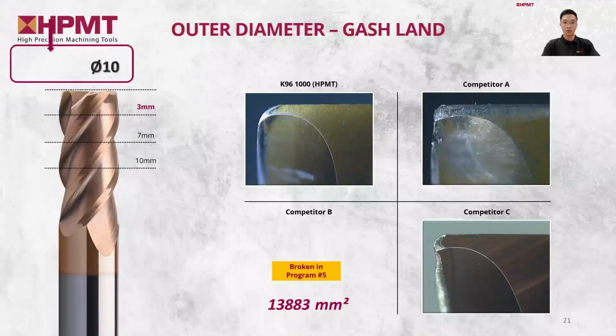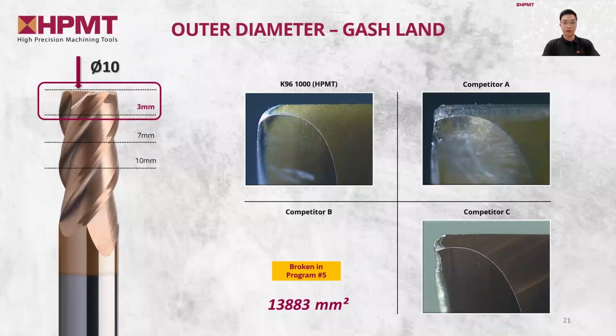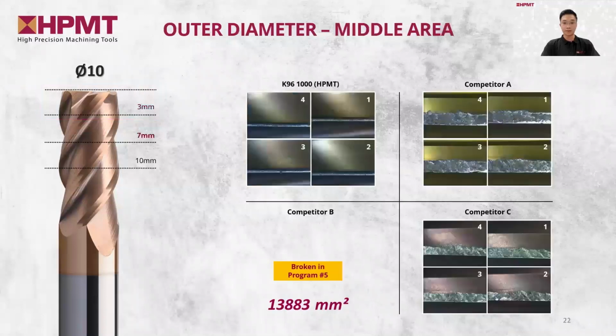Here, this is also the top area, just that it is another side of it, which we call Gashland. Based on the images that we obtained, the condition of Gashland is the same as well. Next, let's take a look at the middle area as circled out in the diagram. From all the inspection images, the difference between HPMT and other competitors is still very significant. The wear condition of HPMT's tool in the middle area is still the best, whereas others are either broken or having very heavy wear.